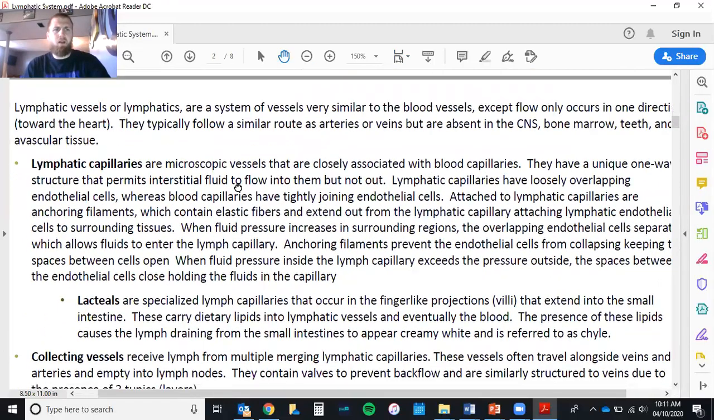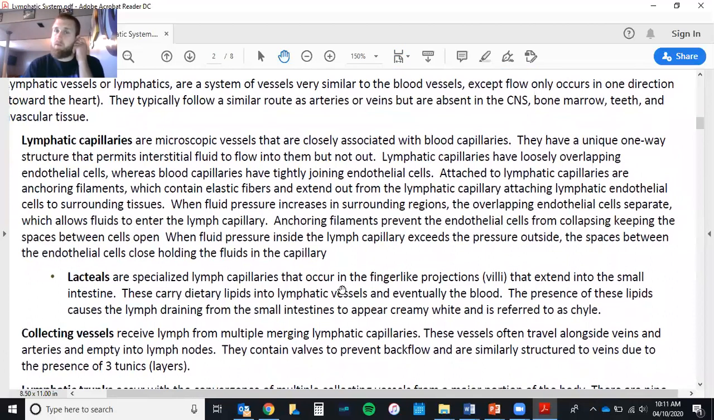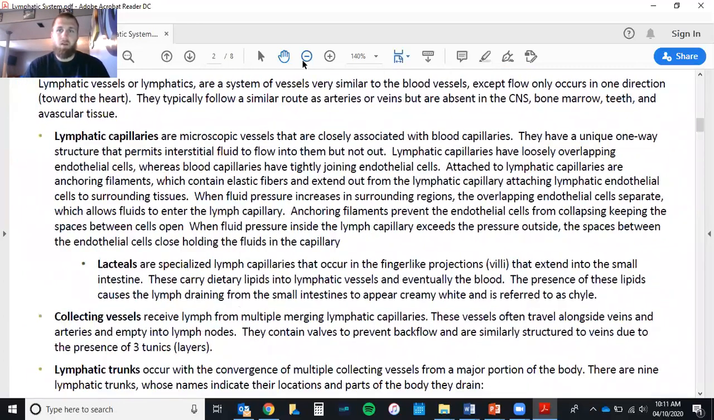Let's first talk about lymphatic vessels, or just lymphatics, a system of vessels very similar to our blood vessels, which we haven't really talked much about yet, but we will. The big difference is that, and I mentioned this already, flow only occurs in one direction, towards the heart, although they do typically follow a route similar to what we see with arteries and veins. But we don't have lymphatic vessels in our central nervous system, so in our brain or spinal cord, our bone marrow, our teeth, and any avascular tissue, although the word avascular got cut off there.